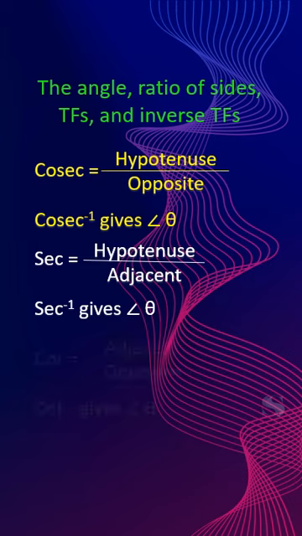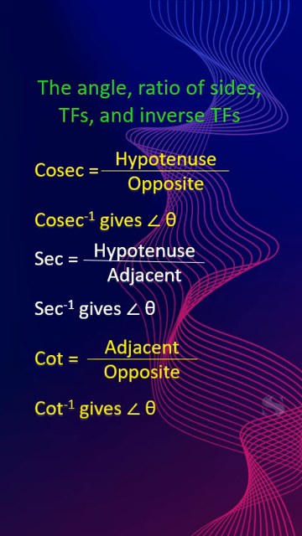Cot is a trigonometric function of an acute angle which gives the ratio of sides, adjacent by opposite. Cot inverse is the inverse trigonometric function that operates on the same ratio of sides as the cots, adjacent by opposite, to give the angle. Hope this summary settled the subtle difference between inverses and multiplicative inverses.